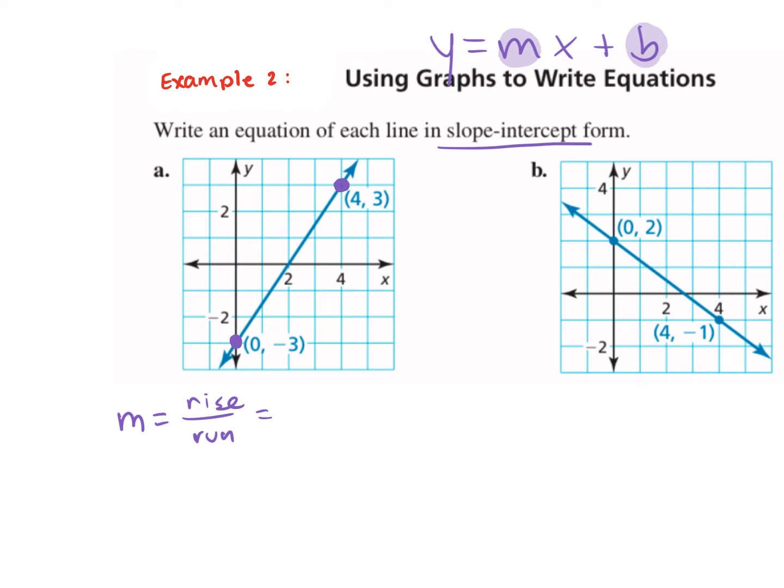So if I count from 1 point to the other, I'm going up 1, 2, 3, 4, 5, 6. So my rise is 6. My run would be 1, 2, 3, 4. Can I simplify 6 over 4? What does it simplify to? 3 over 2.